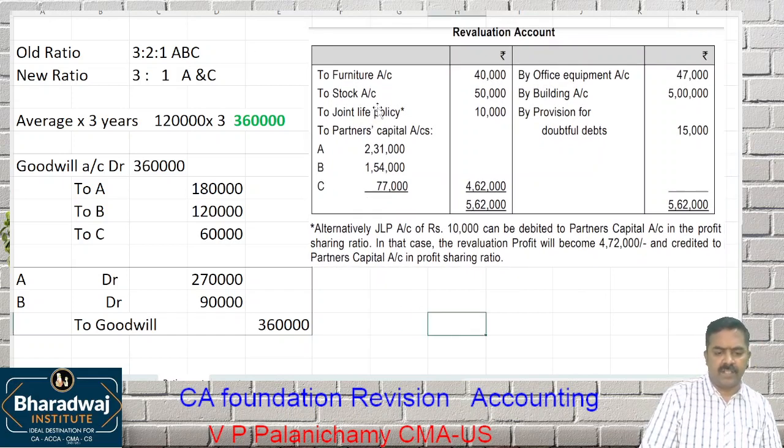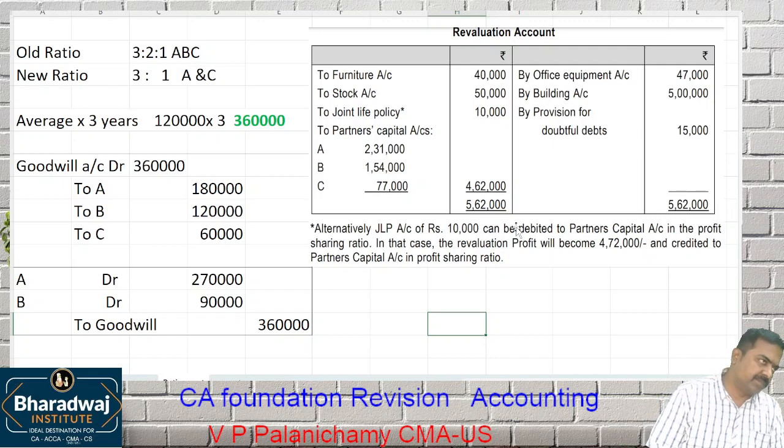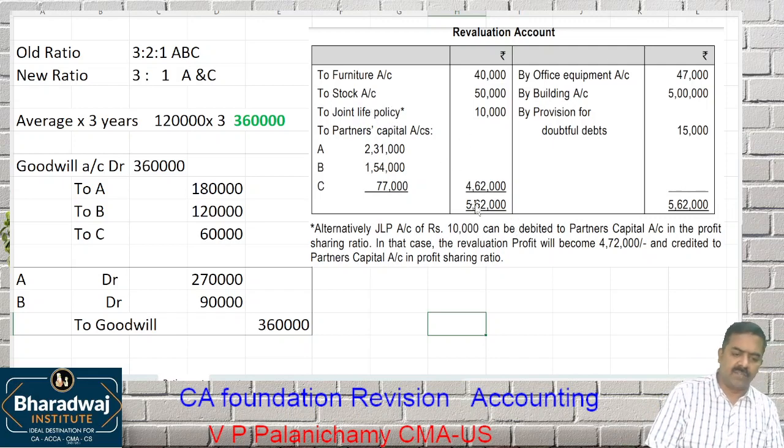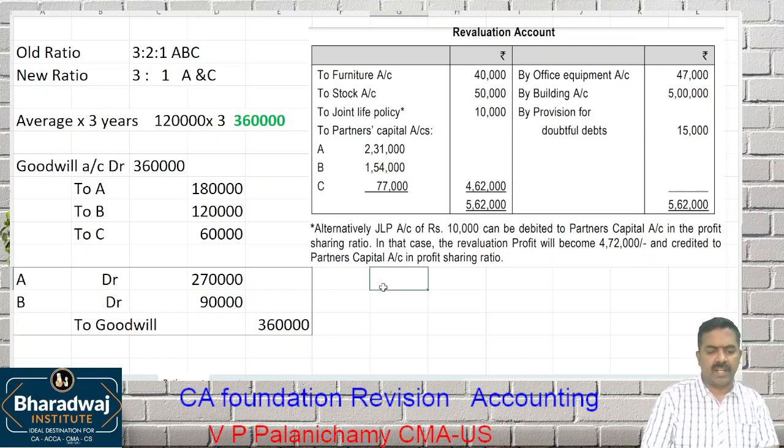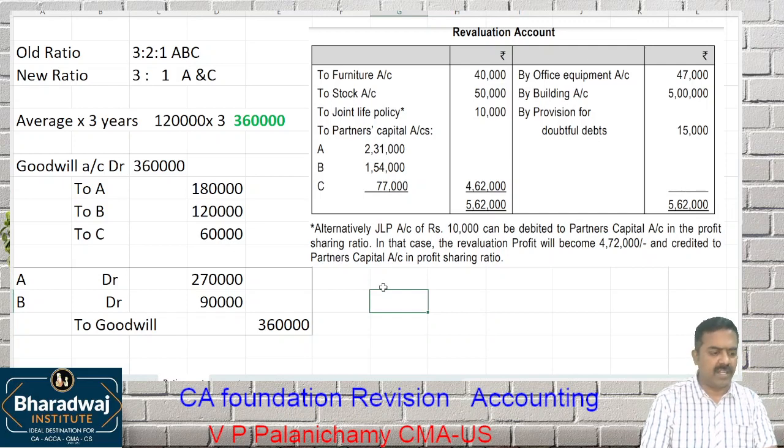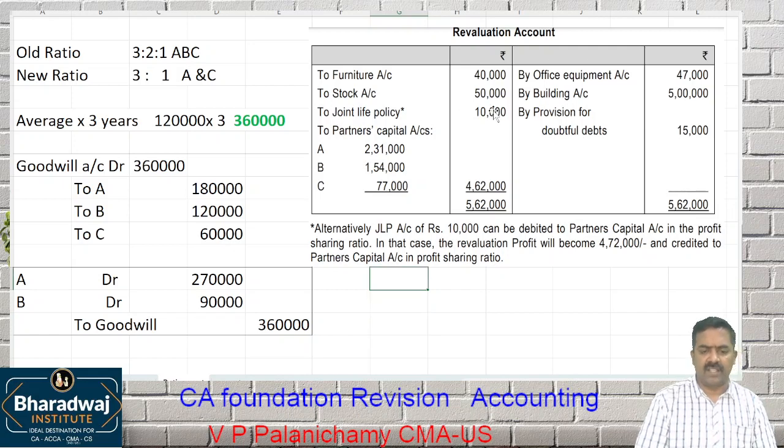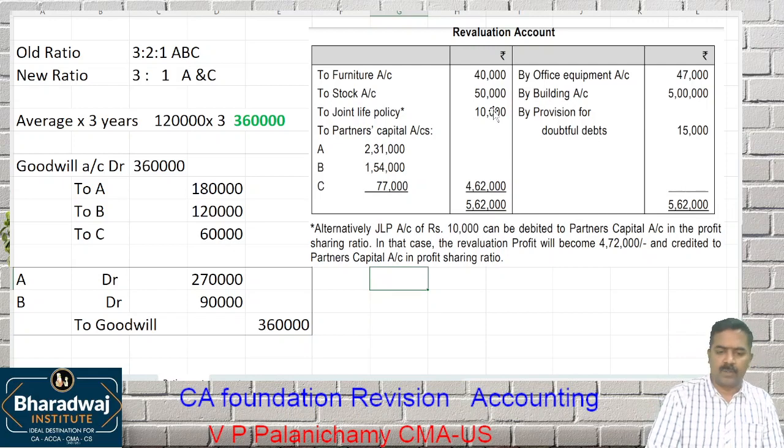The joint life policy is there, right? Instead of showing it in revaluation account, you can adjust it separately in capital account. Then the profit will become like 4,72,000. So instead of doing it here, you can directly adjust in capital account. What entry will we pass? A, B, C account debit to JLP. Instead of adjusting the loss in revaluation, you can adjust the loss in which account? Capital account itself.